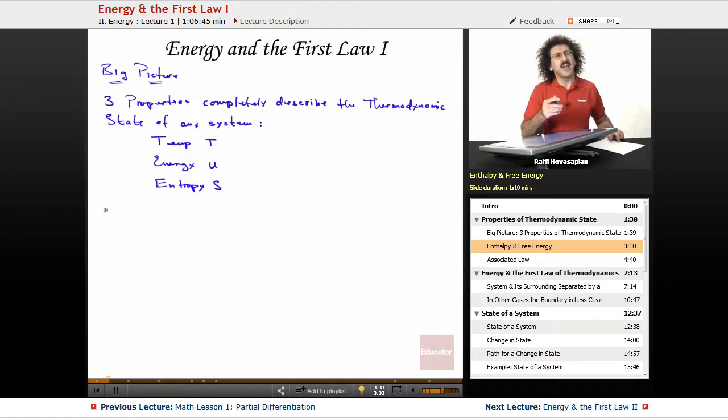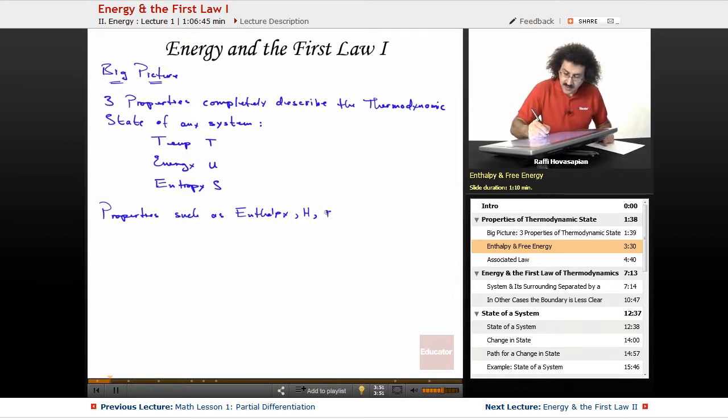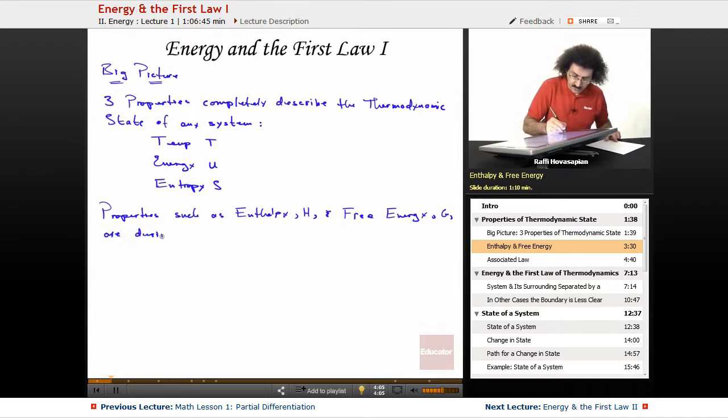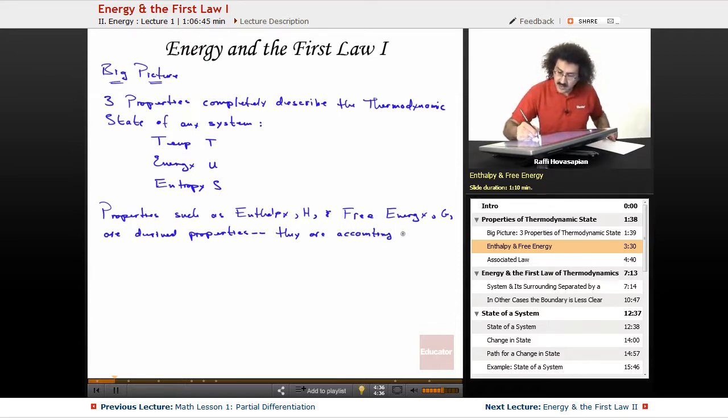Now, you're probably wondering, well, wait a minute, what happened to enthalpy? What happened to free energy? Okay. Now, properties such as enthalpy, which you know of as H, or delta H, the change in enthalpy, and free energy, which you know of as G, the Gibbs free energy. These are actually derived properties. They're accounting devices used to either simplify calculations or make something more experimentally easy to deal with. So they are not actual thermodynamic properties. So they are accounting devices. And you'll see what we mean when we actually discuss them.